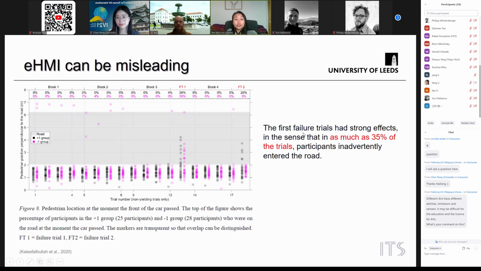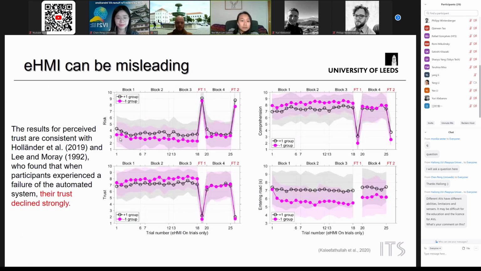The first failure trial had a strong effect, in the sense that about 35% of participants entered the road. These are the people that see lights and then start crossing when the vehicle is actually not decelerating. There's slightly less in failure trial 2, where people have learned, but not so much in this particular +1 group. Right. So what about risk, trust, comprehension, and entering the road? As you remember, we have 2 failure trials, so the peak differences are when the failure trials actually happen.